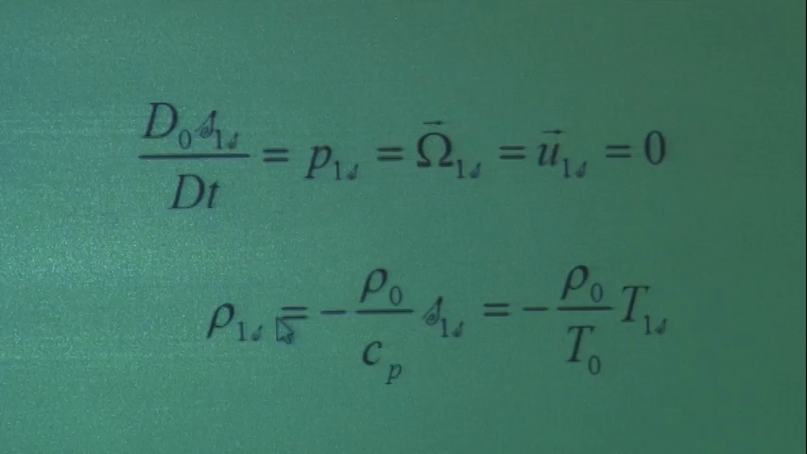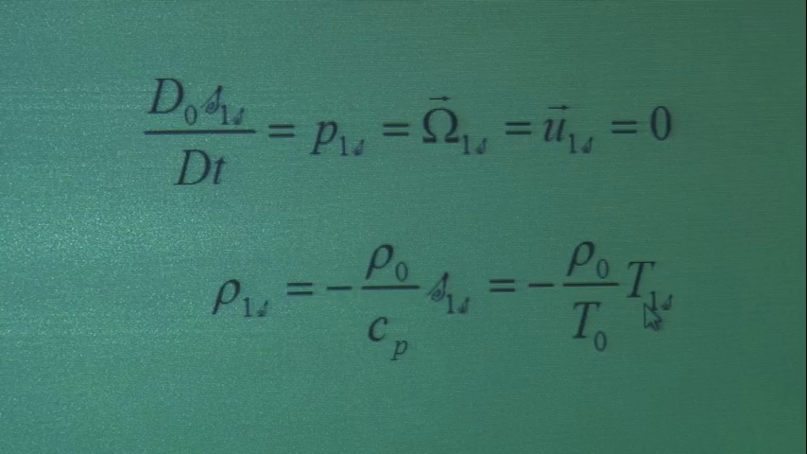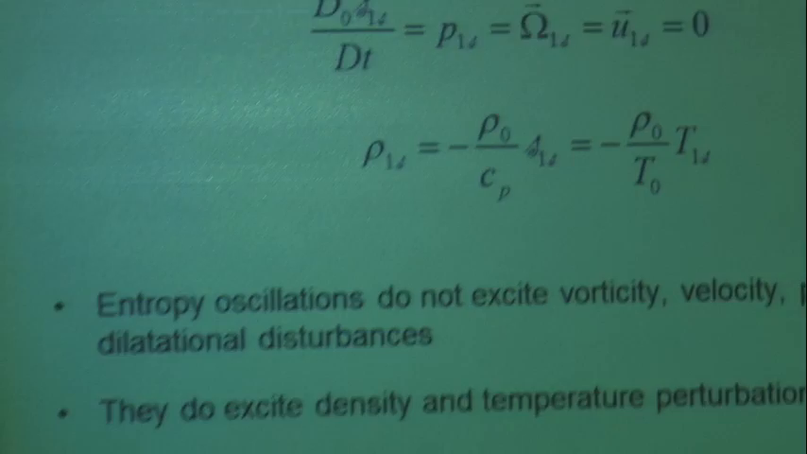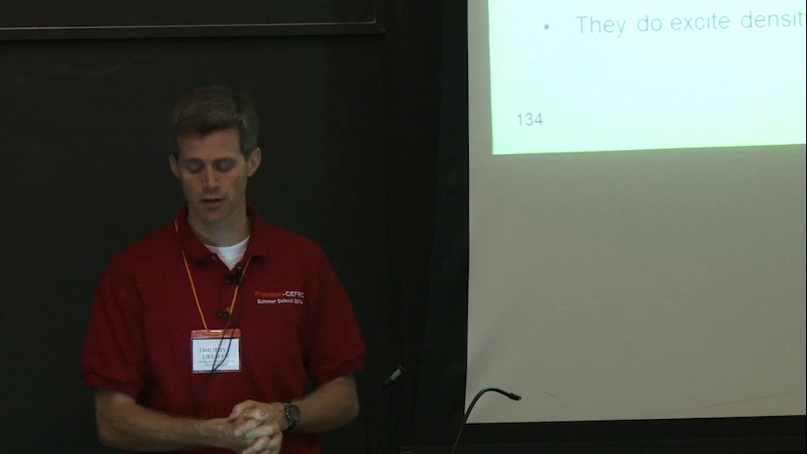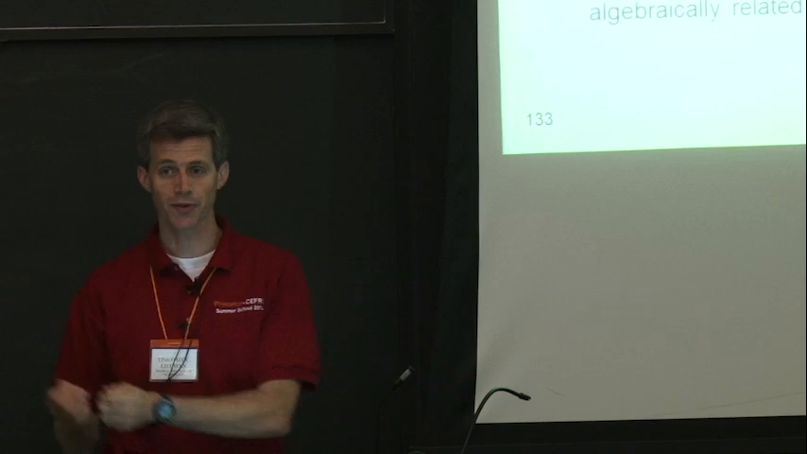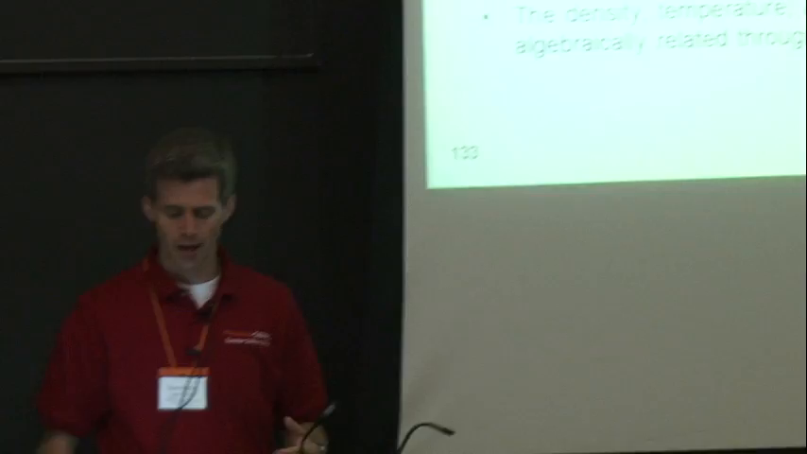Oftentimes when people talk about entropy disturbances in systems, they call them hot spots, because usually in combustion applications you have a region where the local temperature is higher than the ambient, and that would be a region of an entropy fluctuation. That would be a convecting temperature disturbance. An acoustic wave is also accompanied by a temperature disturbance, but that one is moving at the speed of sound. So life's interesting.